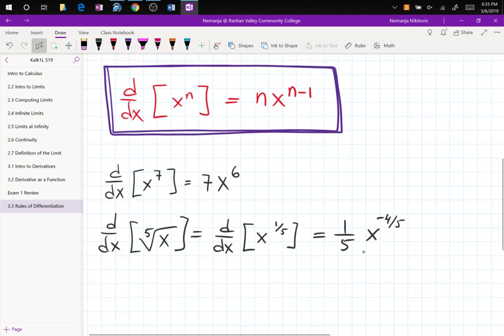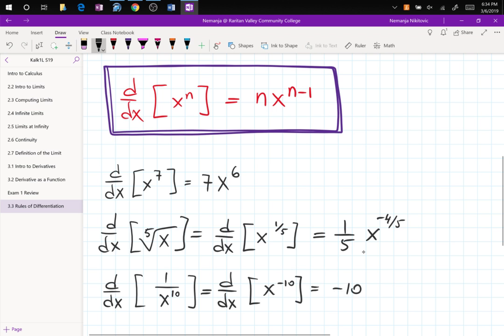So all of those questions are taken care of by this formula. So we have polynomials and now we have radical functions. One more type, rational ones. 1 over x to the 10. Talk to me. X to the negative 10, beautiful. Which is negative 10 x to negative 11, which is negative 10 over x to the positive 11 at the end.